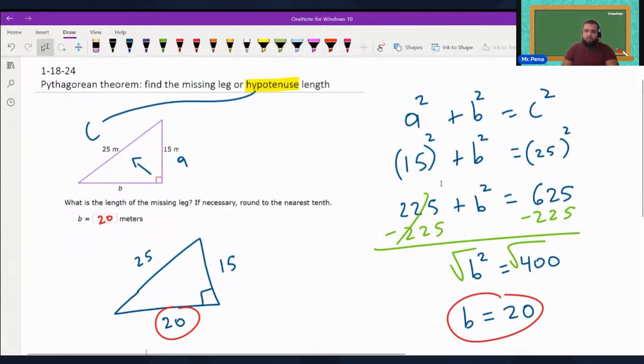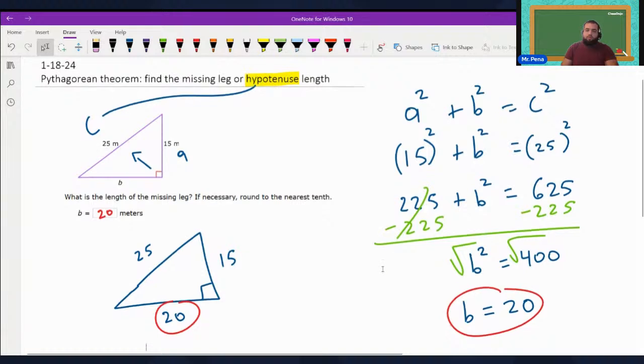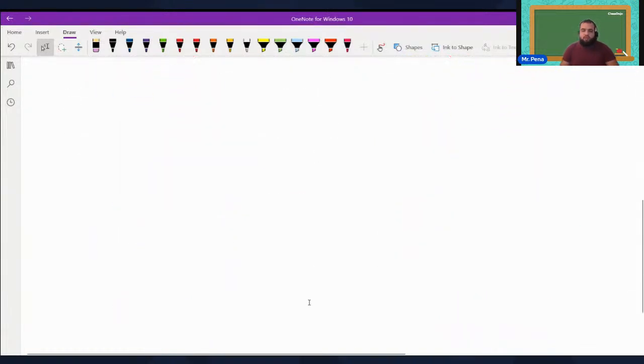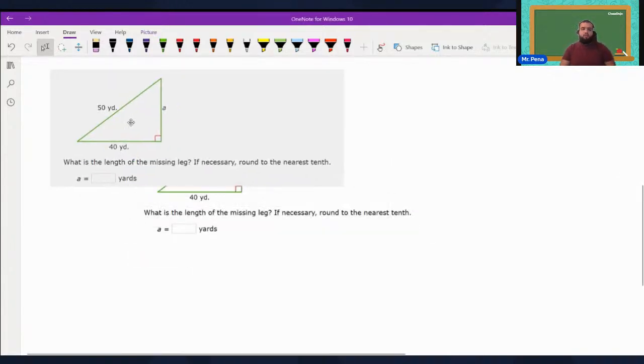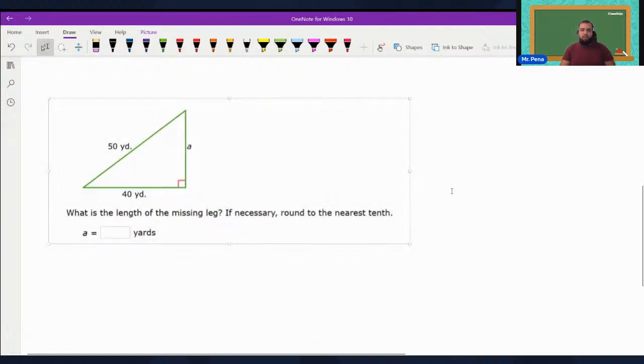So we're going to go to the next problem. We have a figure. It's asking, what is the length of the missing leg? If necessary, round to the nearest tenth.